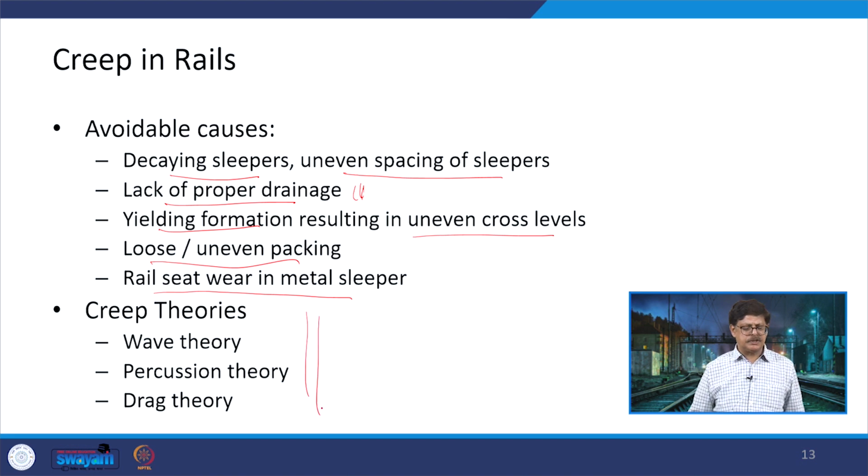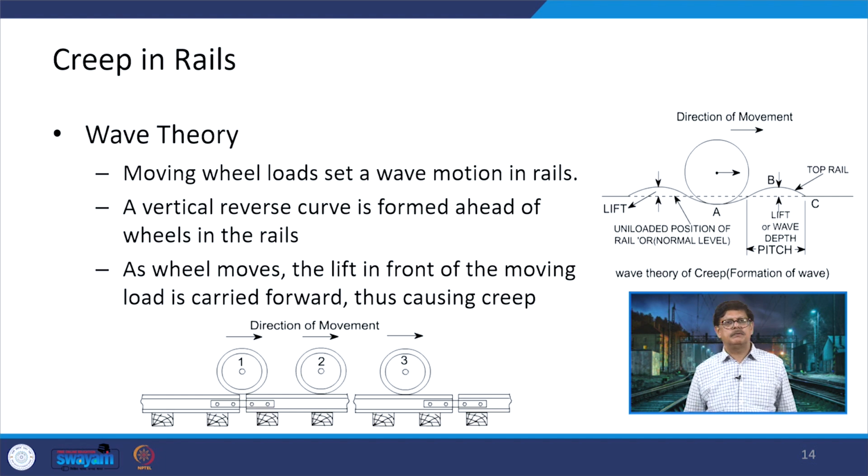Now, what are the theories behind the creep? The wave theory, the percussion theory and the drag theory. Let us talk about the wave theory, which has been shown here. We have discussed it again and again. There is a wheel carrying a load, because of that there is a depression with respect to the rail level, and because of that there is a lift at the front and the back of the wheel. If this wheel is moving towards the right, then this wave will be carried forward. So, this is what it says.